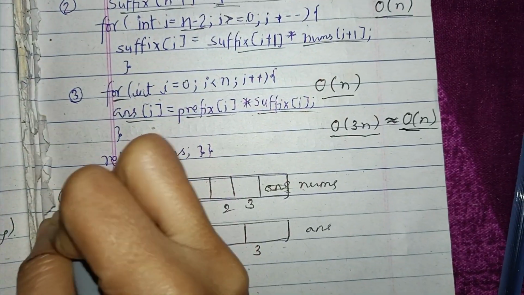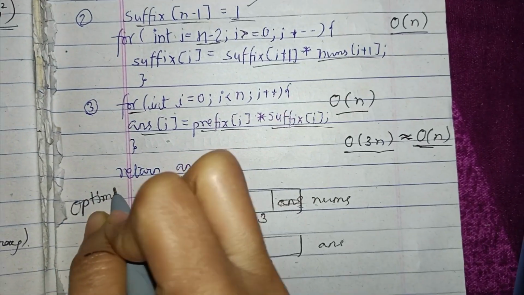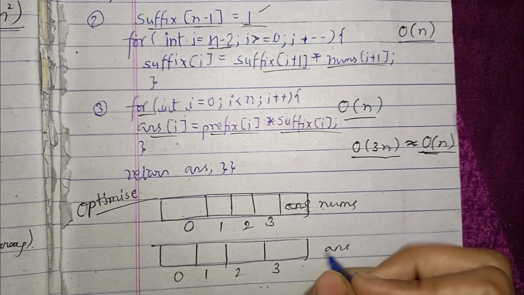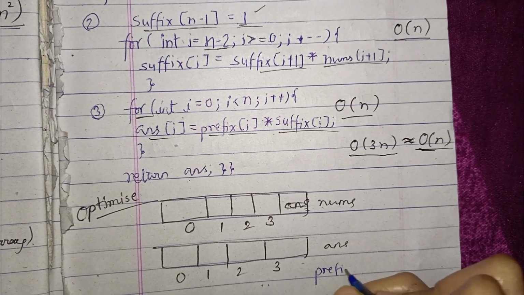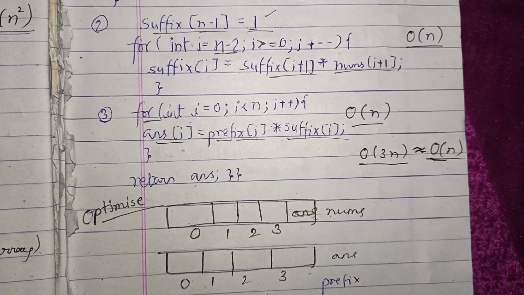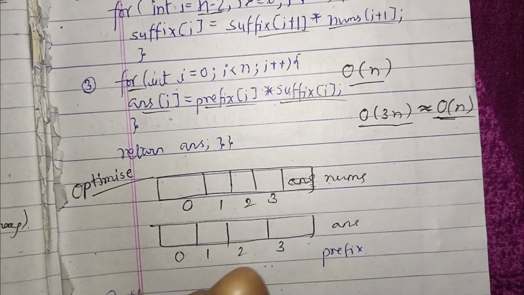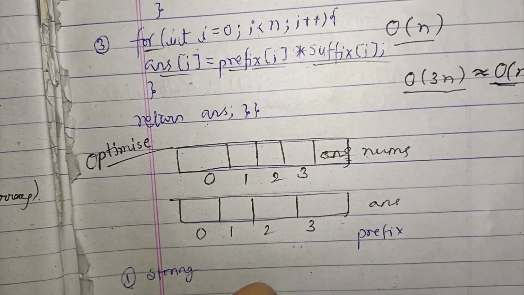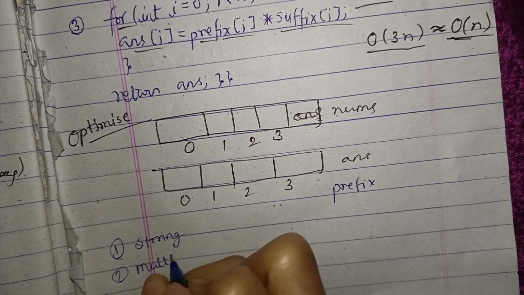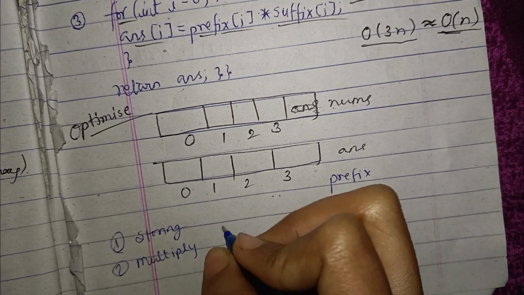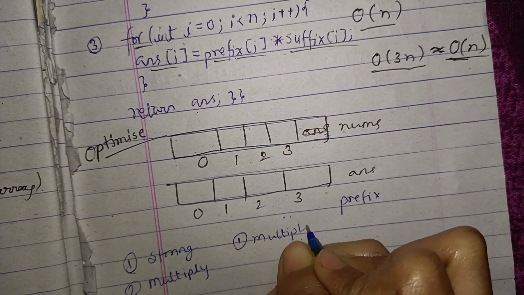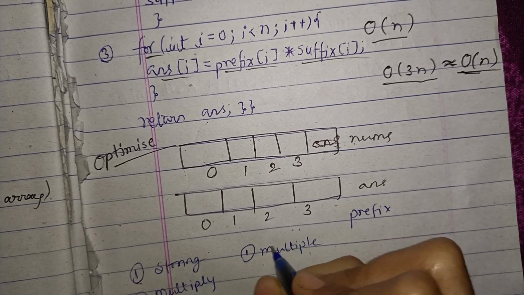So for the optimized approach, for reducing the space complexity, what we are doing is we can just store our prefix and suffix in the ans only. In the better approach, we are storing and multiplying separately, but in our optimized approach, we are just multiplying, so it will reduce our space complexity.